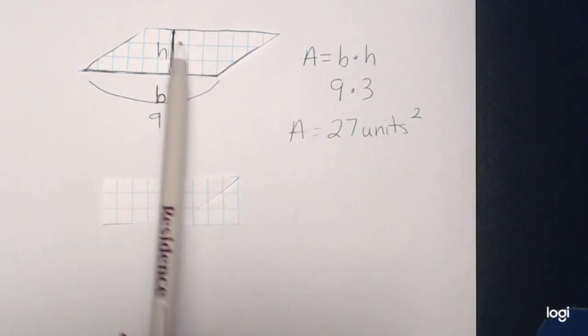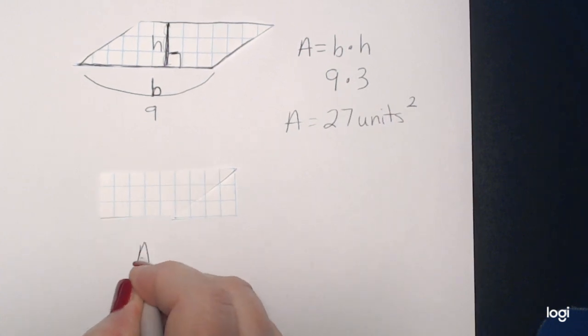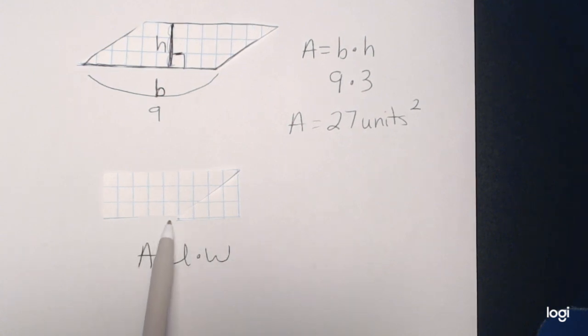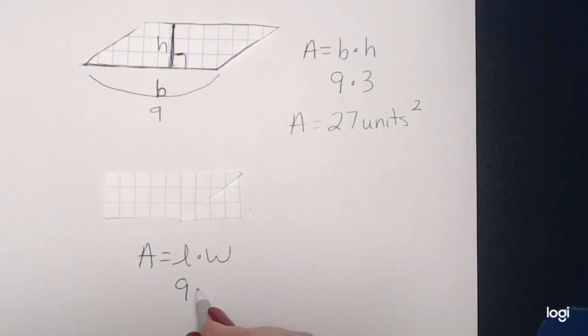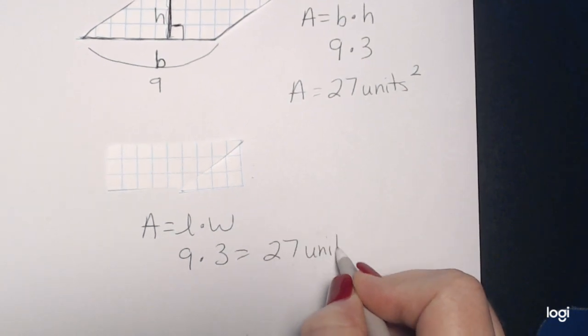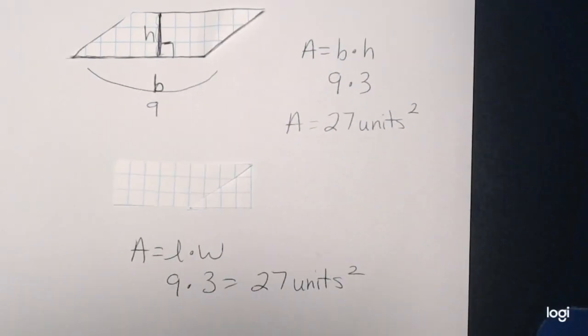This was base times height, which is 9 times 3. If I look at my rectangle, a lot of times we think of this as length times width. Well, let's see, 1, 2, 3, 4, 5, 6, 7, 8, 9 boxes across, and 1, 2, 3 up would still give me the same answer. So that's why a lot of times we compare parallelograms and rectangles. They are exactly the same area, or can be, depending upon the length or the base of the two shapes.